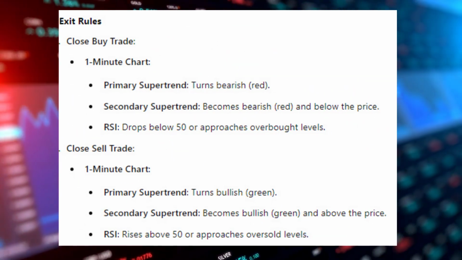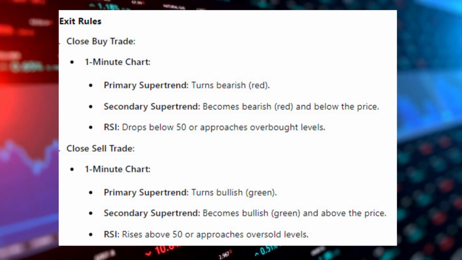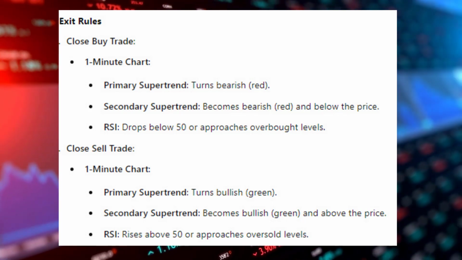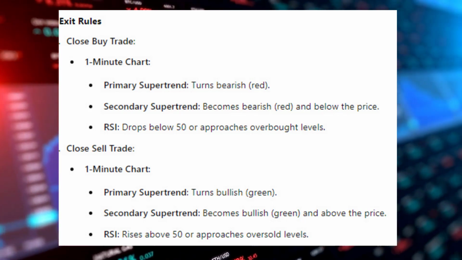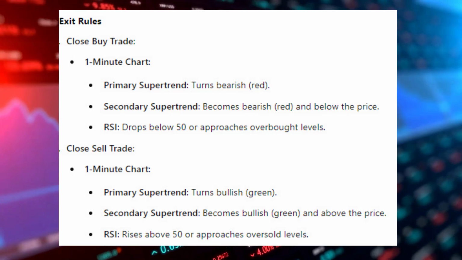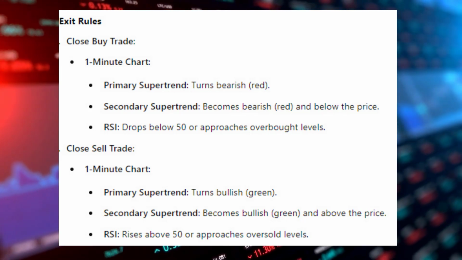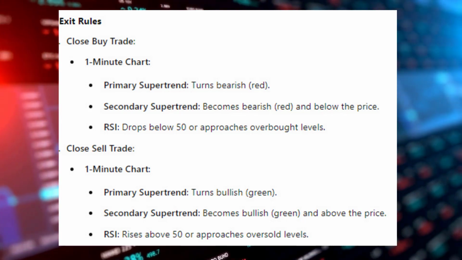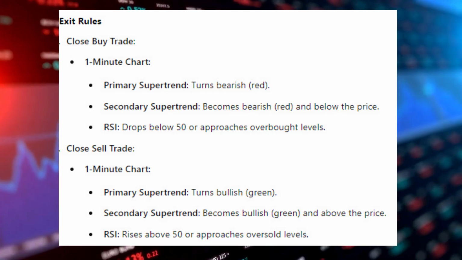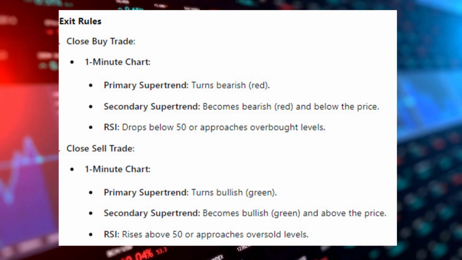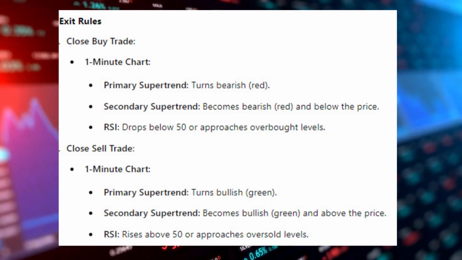Now, in terms of exiting, these were the other options I gave you. On the 1-minute chart, when the super trend, the primary super trend, turns bearish, that's for a buy trade, and the secondary super trend then also becomes bearish, so that's the 2 coming together and giving you that longer term trade. Or the RSI drops below 50 or approaches overbought levels.